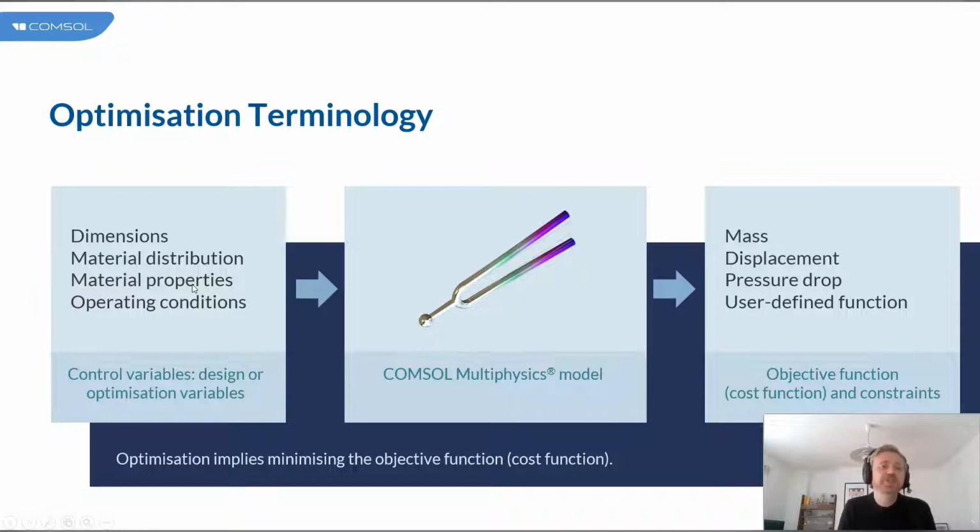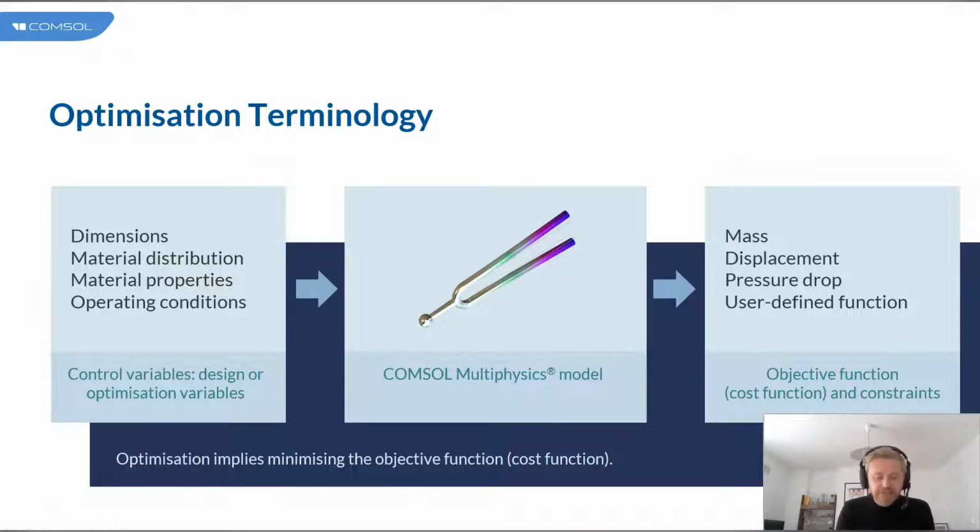So we provide those inputs. We have our computational model here at the center, and this is something that will be computed using a commercial software, for example, such as COMSOL Multiphysics. So we run our simulation, and then we will get some numbers out of our simulation.